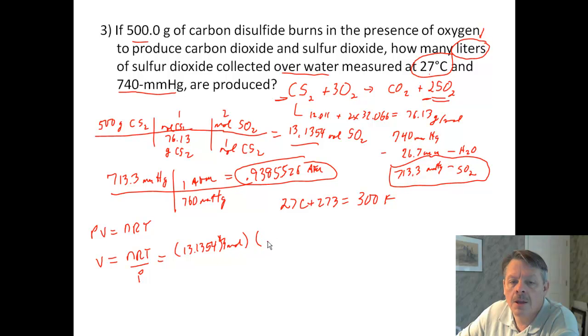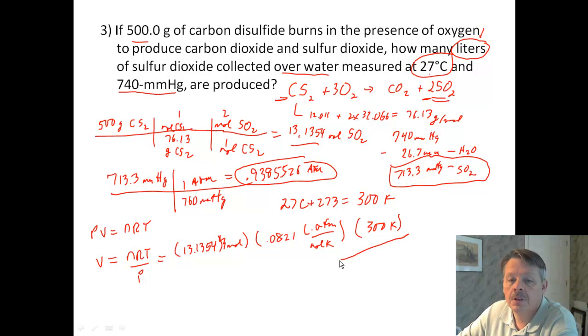And my R is 0.0821, and I want to do liters, atmospheres, moles, Kelvin. And my temperature is going to be 300 Kelvin. And my pressure is going to be 0.9385526 atmospheres. Let's see, my atmospheres cancel, my Kelvin cancels, my moles cancel, so I'm left with liters, which is good because that's what I want my volume to be in.